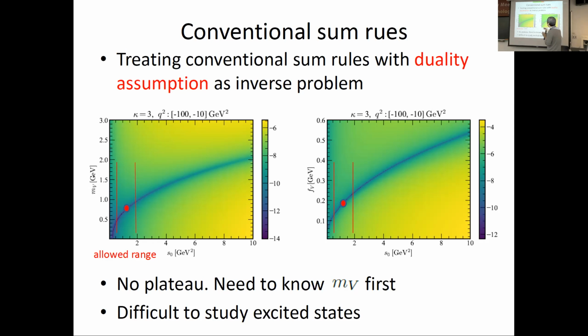If you go to excited states by applying the conventional sum rules, you won't get a physical result. It's because when you go to the excited states, the allowed range for S0 becomes narrow, because as I said, the excited states become denser and denser in the spectrum. So we really tested it. If you insist on using the conventional sum rules, it's difficult to study excited state objects.